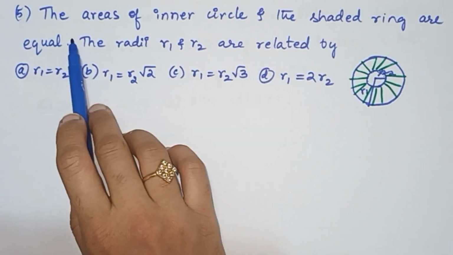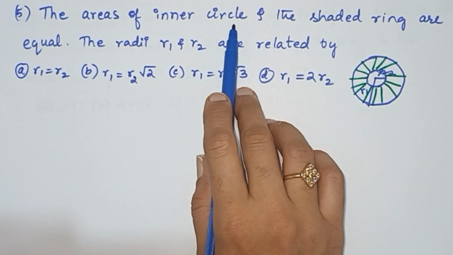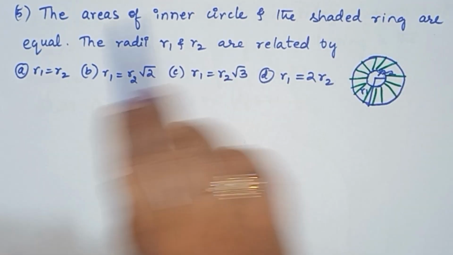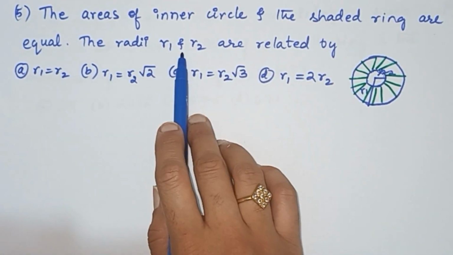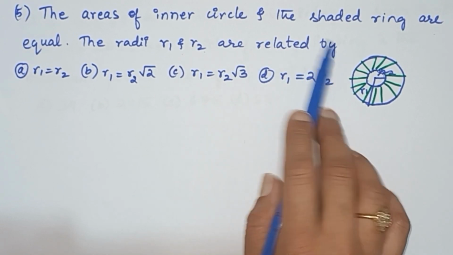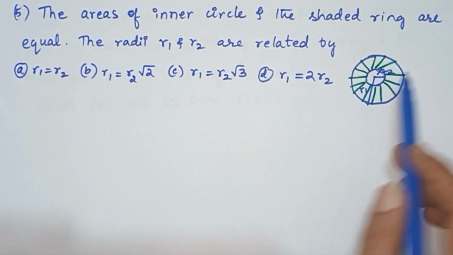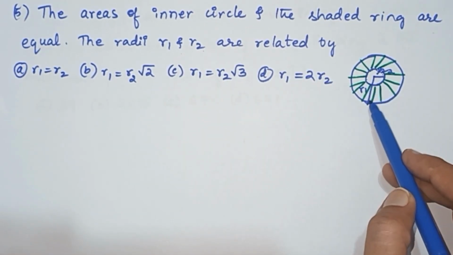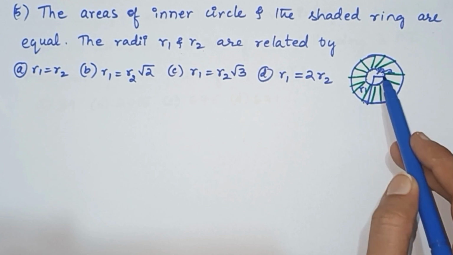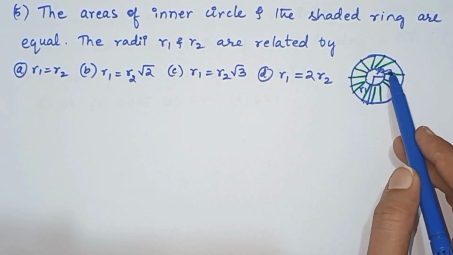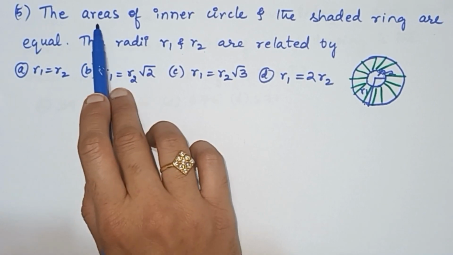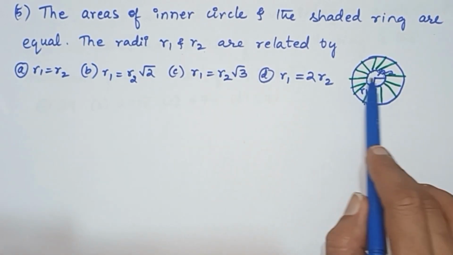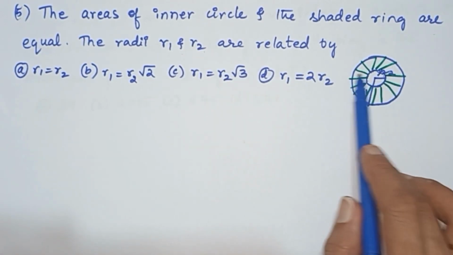Now, fifth question. The areas of the inner circle and the shaded ring are equal. The radii R1 and R2 are related by four options given here. So, this is a rough diagram where R1 is the radius of the outer circle and R2 is the radius of the inner circle. They have given here that the areas of this inner circle and this shaded ring are equal.